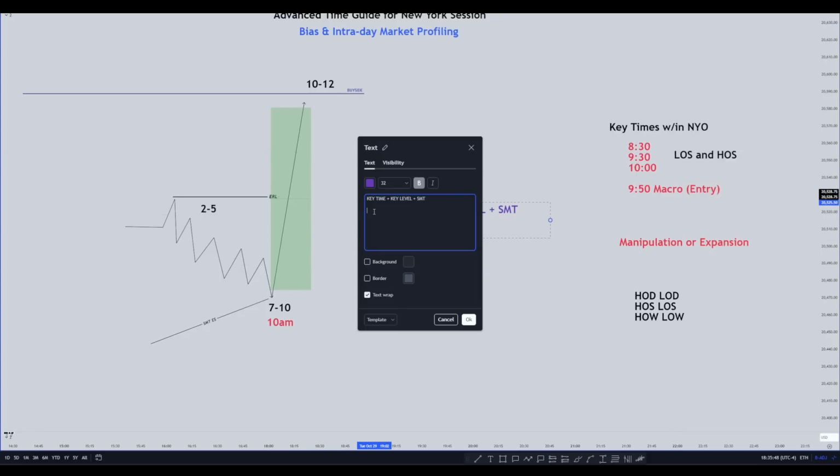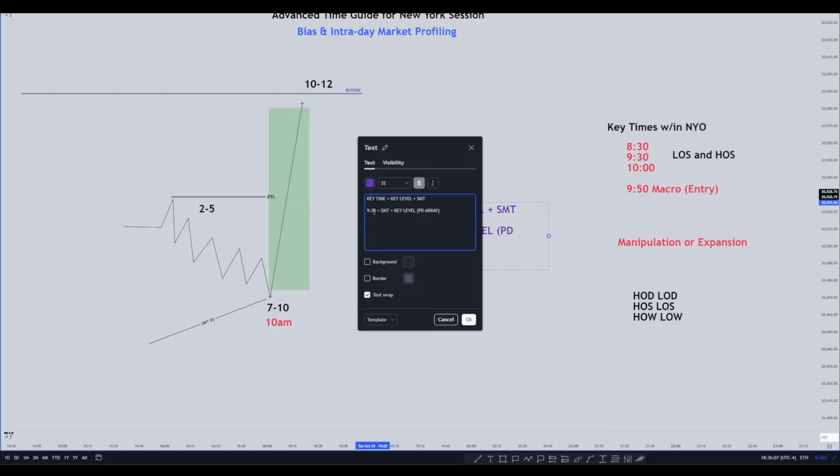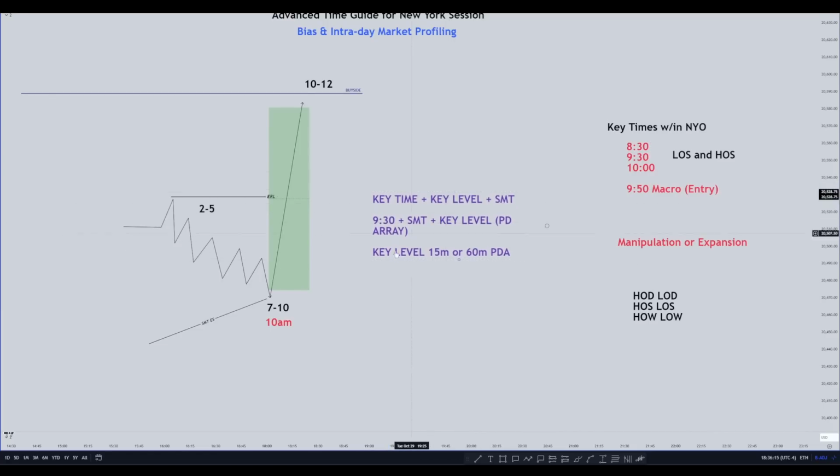But for example, at 9:30 turtle soup, the best opportunity for a 9:30 turtle soup would be the low of day, which is where we have no news, and it's a New York reversal profile. So at 9:30, we would have an SMT, maybe with ES, and then the key level is a PD array. And that key level most times is either going to be a 15-minute or 60-minute PD array. This is taken directly from ICT's core content. But each time we're looking for a draw on liquidity or a point where we're going to reverse for the New York session, it's going to be either a 15-minute or 60-minute PD array.